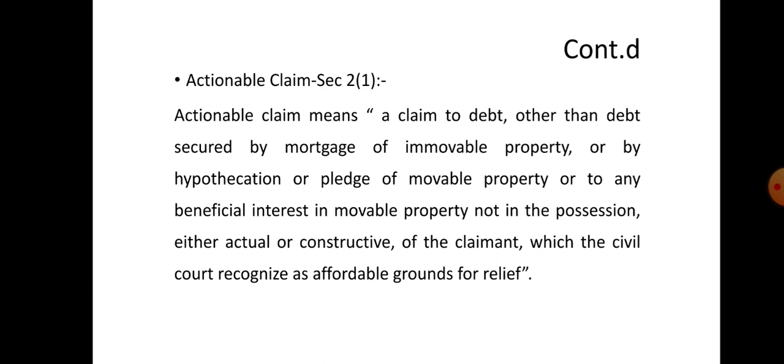So actionable claim comprises two types. First is a claim to unsecured debts, and second is a claim to beneficial interest in movable property which is not in possession, actual or constructive, whether present or future, conditional or contingent.